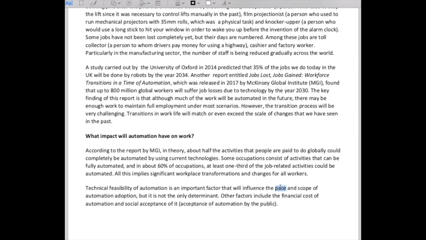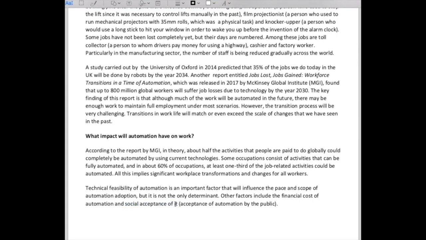Now, this is a synonym I didn't think about, but pace can be a synonym of speed. Okay, we have the word scope, which we also have in the task, so we understand that technical feasibility of automation is one of the things we are looking for, is one of the factors. Now let's continue. Do we see other factors? Other factors include the financial cost of automation and social acceptance of it.